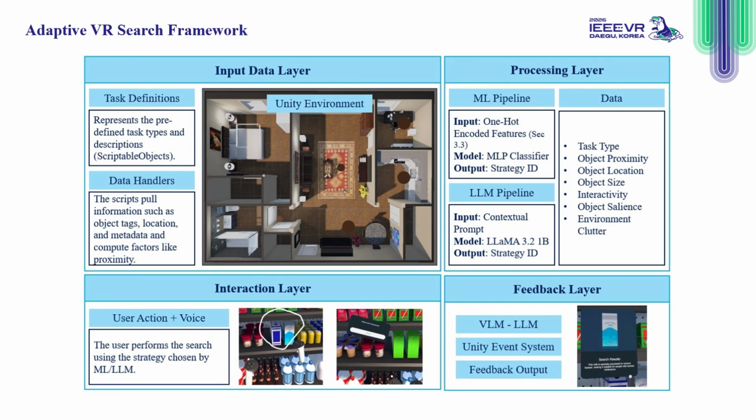Our framework automates this decision-making. The system analyzes the user's current context in real time, processes it through a predictive model, and proactively recommends the most suitable search strategy. This shifts the choice burden from the user to the system.